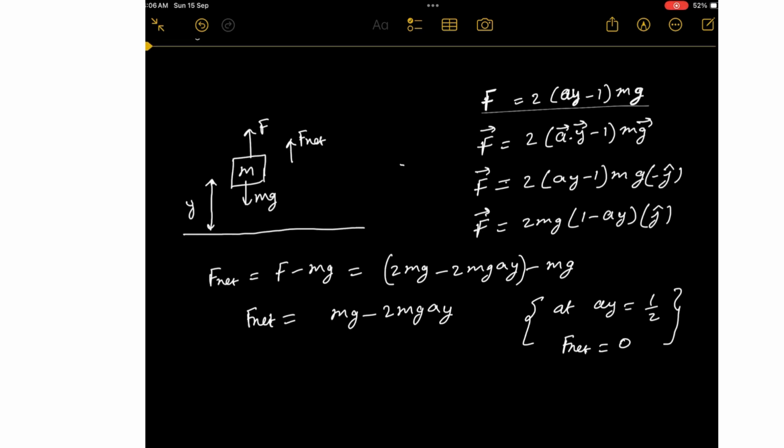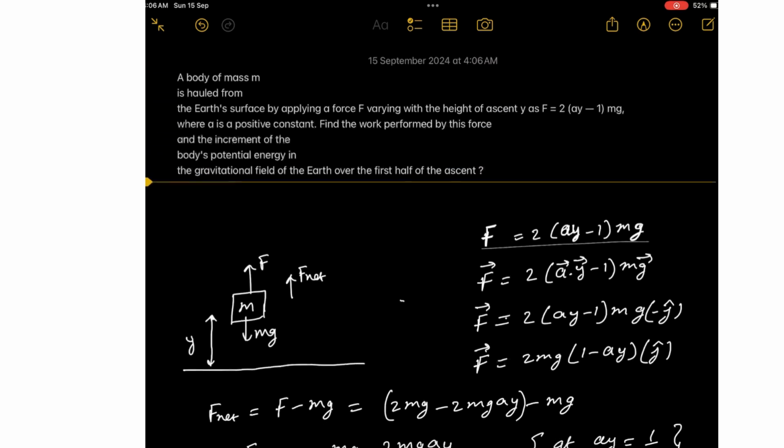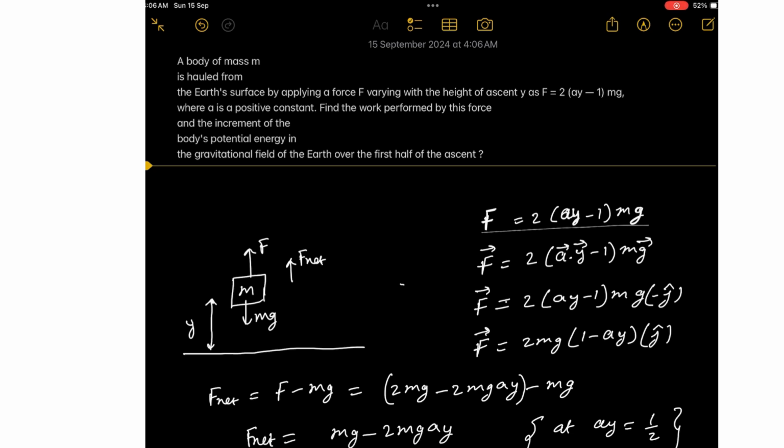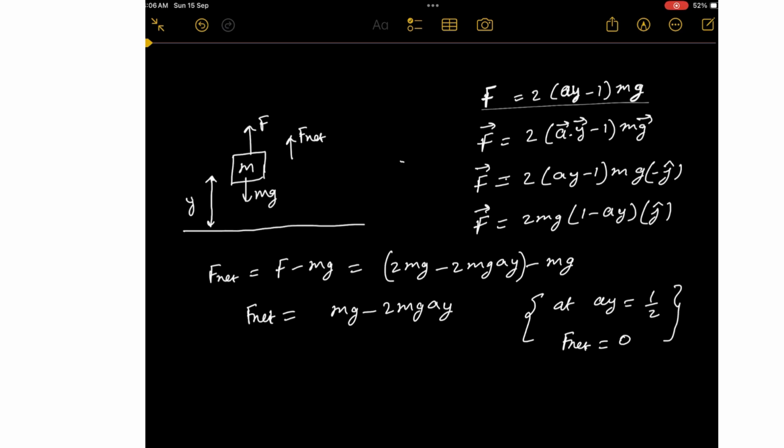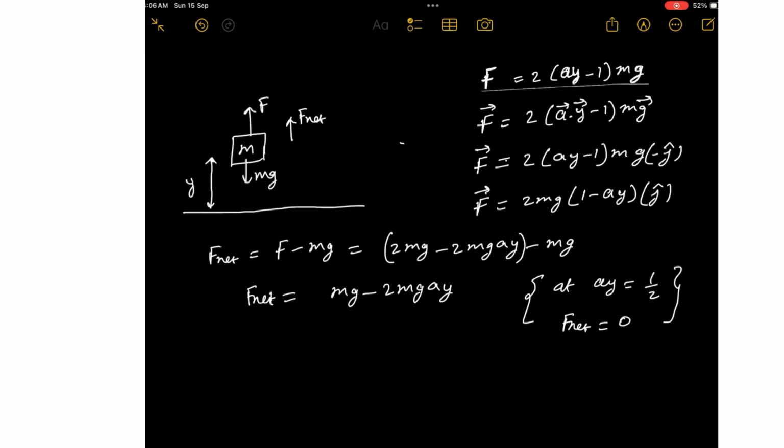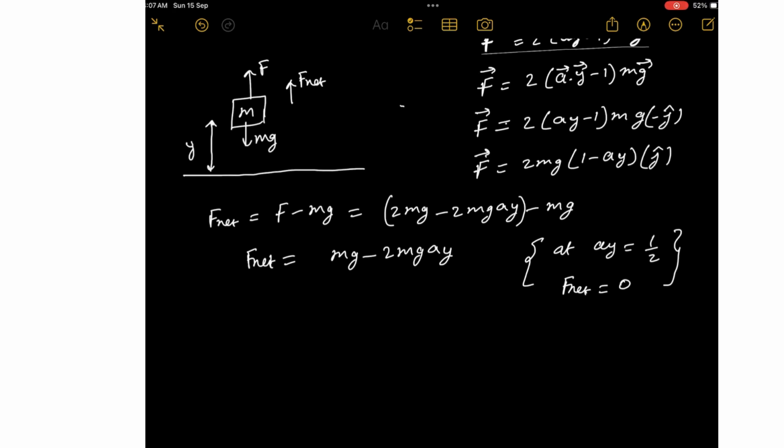So when net force becomes 0, by that time the body has attained some velocity, and because of that velocity it will continue moving upwards and will eventually reach a certain maximum height. So the question asks you to find the increment in potential energy and the work performed by this force over the first half of the ascent. First of all we will have to find the total ascent, and then we will have to find the work done in half of the ascent. So let's get started with what will be the total ascent.